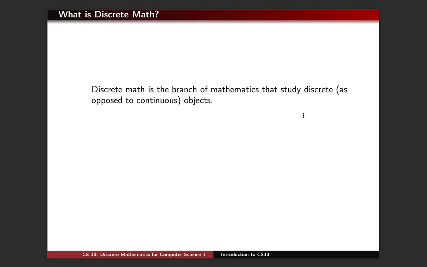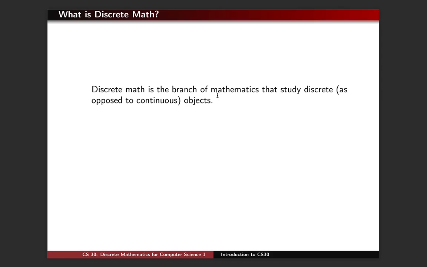What is discrete math? Let's talk about what is discrete first. According to Oxford Dictionary of English, which is just the dictionary I have on my computer, discrete means individually separate and distinct. According to Wikipedia, discrete is the opposite of continuous and is something that is separate, distinct, and individual. So the keywords are separate and distinct.